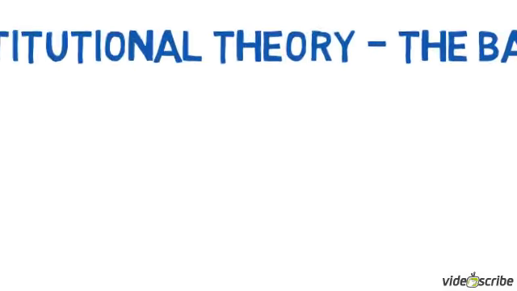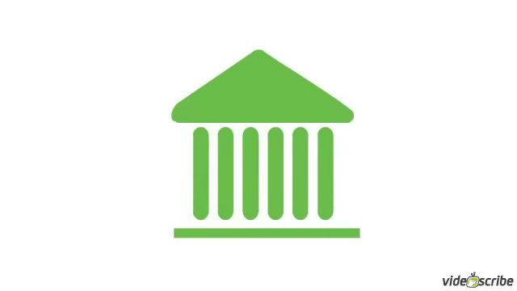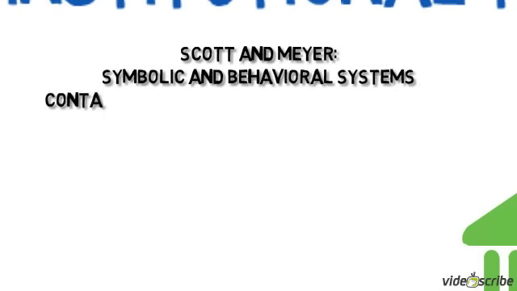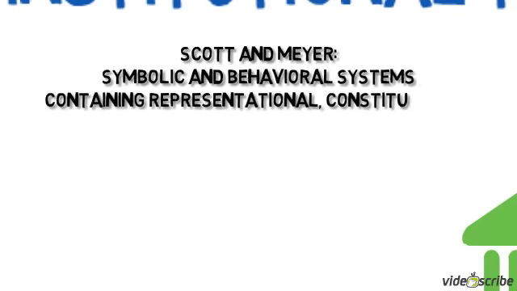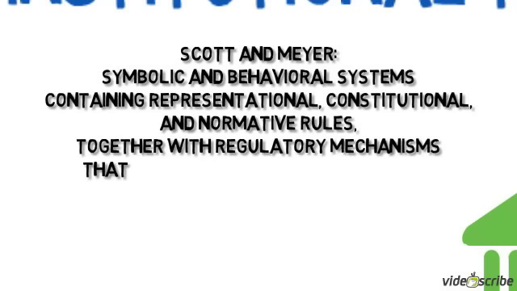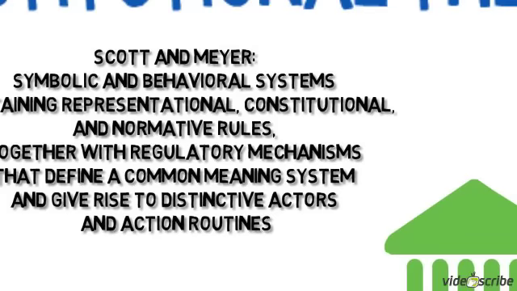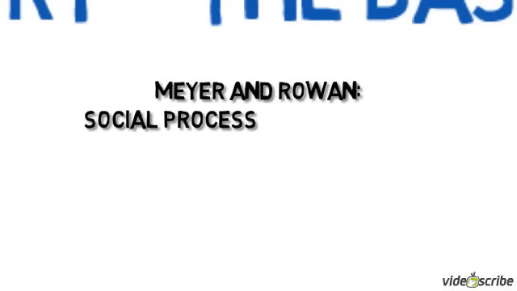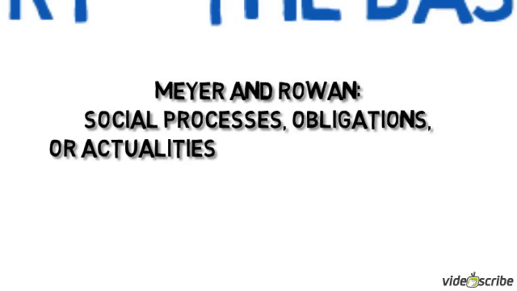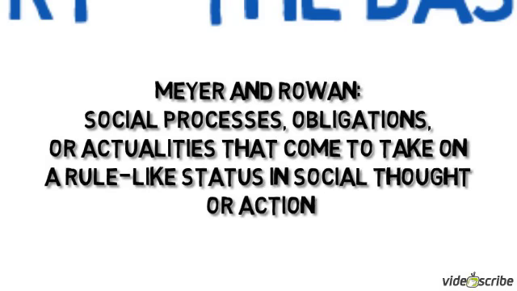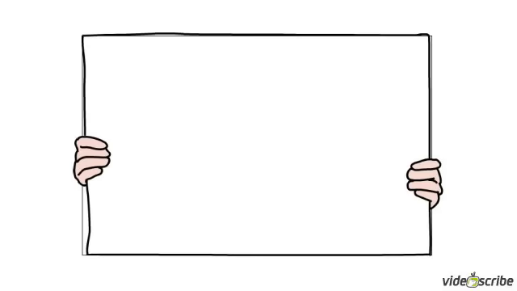Institutional theory, the basics. What are institutions? Scott and Meyer say that they're symbolic and behavioral systems containing representational, constitutional, and normative rules together with regulatory mechanisms that define a common meaning system and give rise to distinctive actors and action routines. Meyer and Rowan say that they're social processes, obligations, or actualities that come to take on a rule-like status in social thought or action.